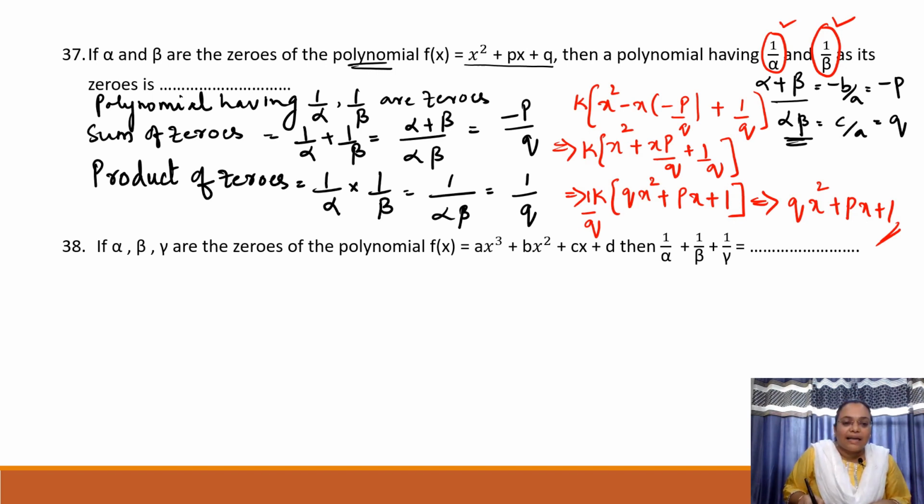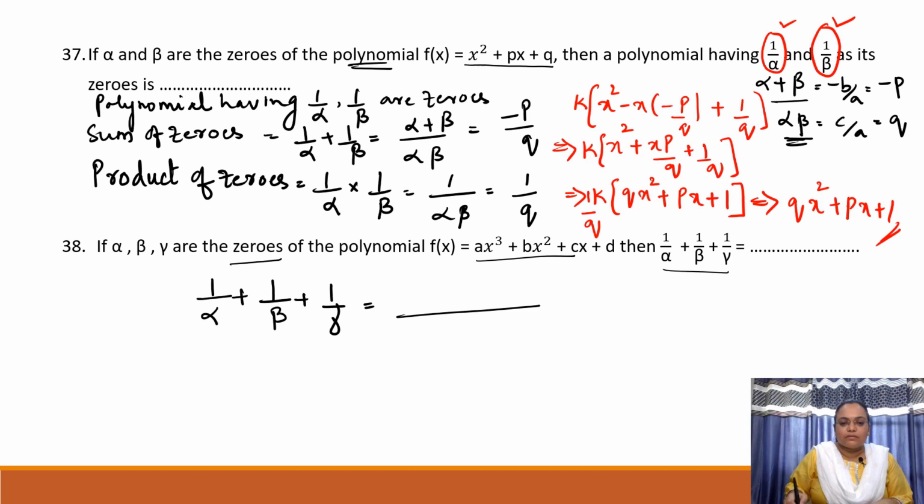The next one is, if alpha, beta, gamma are the zeros of the given cubic polynomial, then we need to find the value of 1 by alpha plus 1 by beta plus 1 by gamma. Let me take the LCM for this, that is alpha beta gamma. This will be beta gamma plus alpha gamma plus alpha beta. Right?